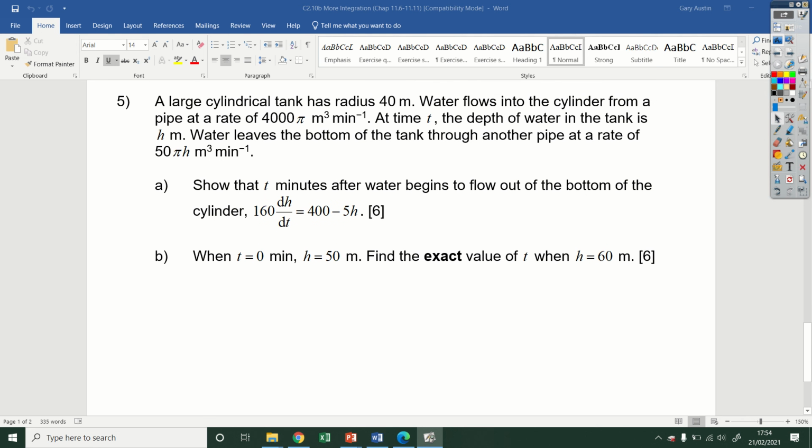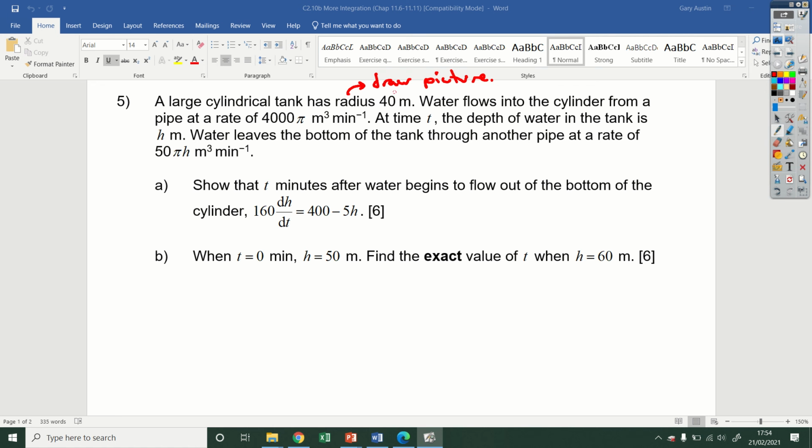Okay, moving on to the final question, question 5. So you've got a large cylindrical tank with radius 40. Now, I can't see a diagram for this, so I would definitely draw a picture to help you write down at least some of the information you're going to need to work out this question. Okay, pretty important that you want to be doing that quite early on.